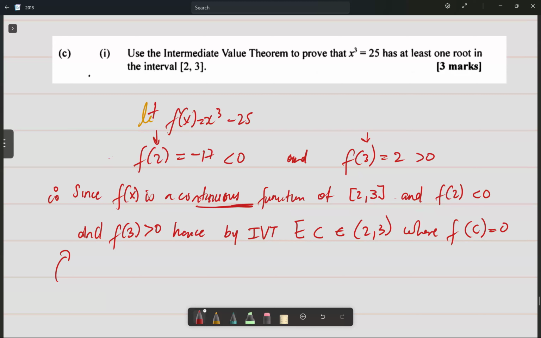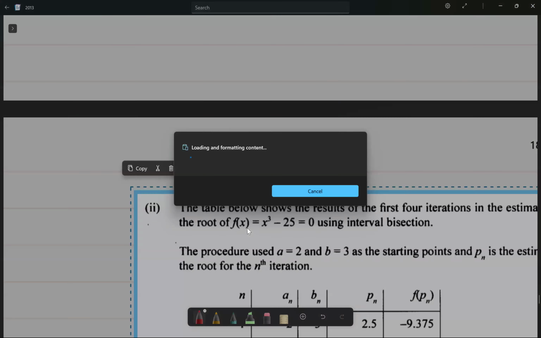The next question is asking about interval bisection. Below shows the result of the first 4 steps. Complete the table.